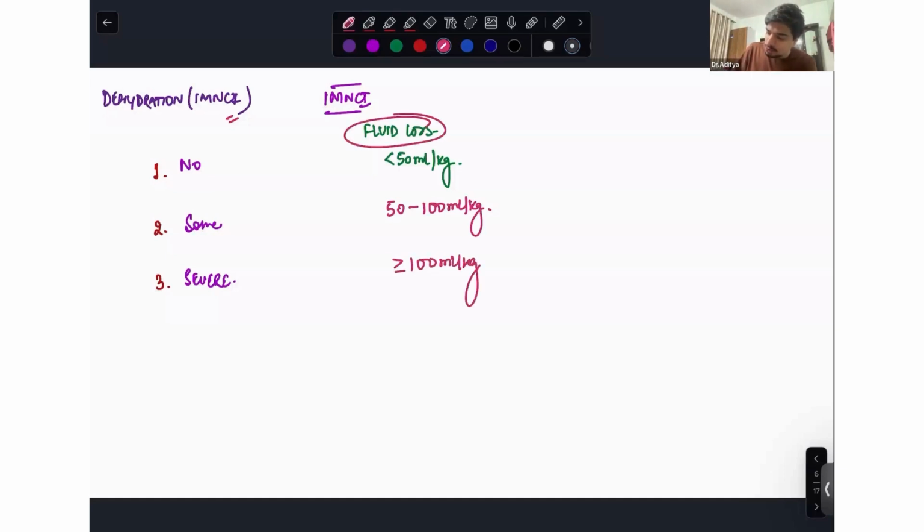This is the estimated fluid loss, because the actual fluid loss you cannot calculate. You don't know how many times the diarrhea would have occurred. The exact volume you would not have measured, right? So this is just an estimate.